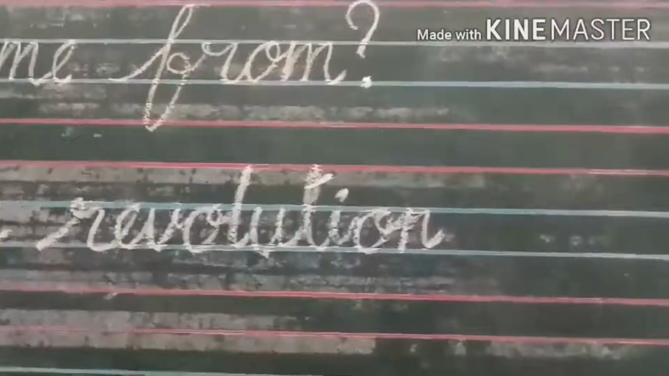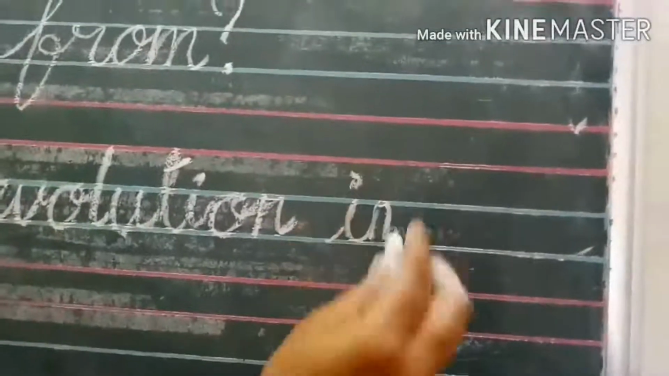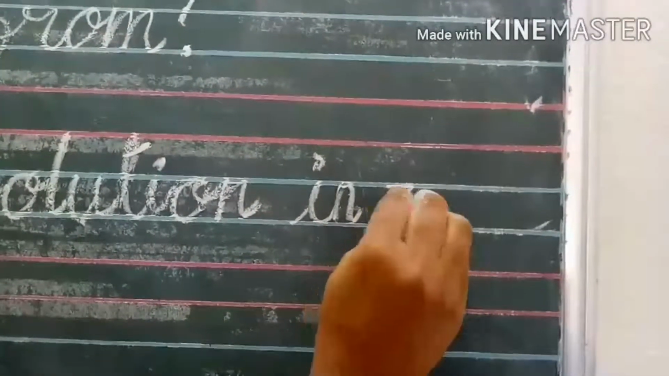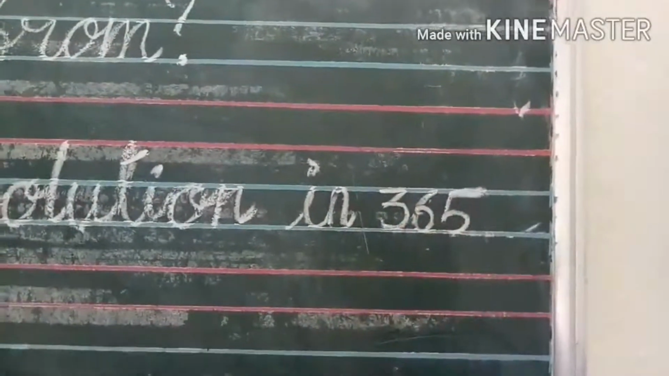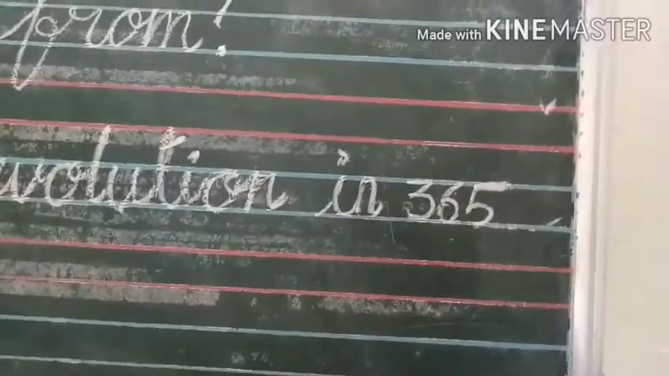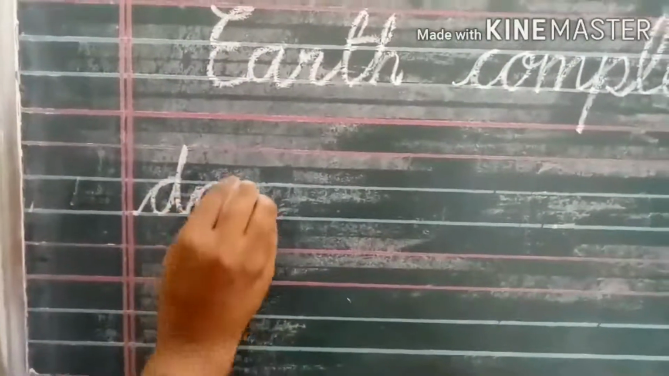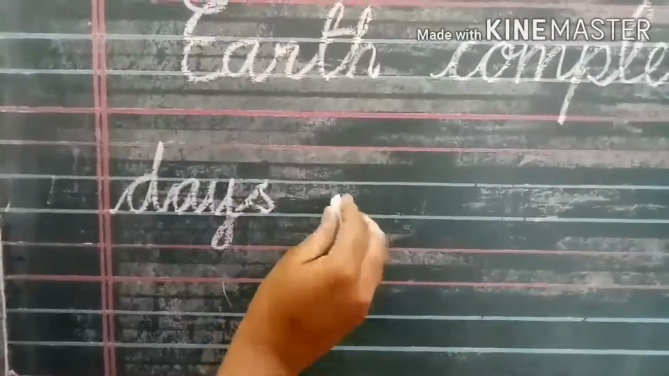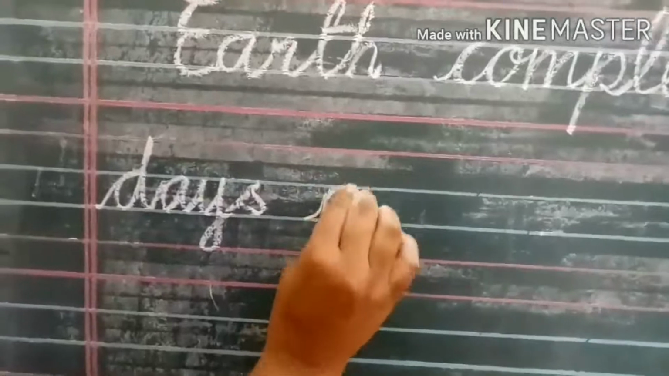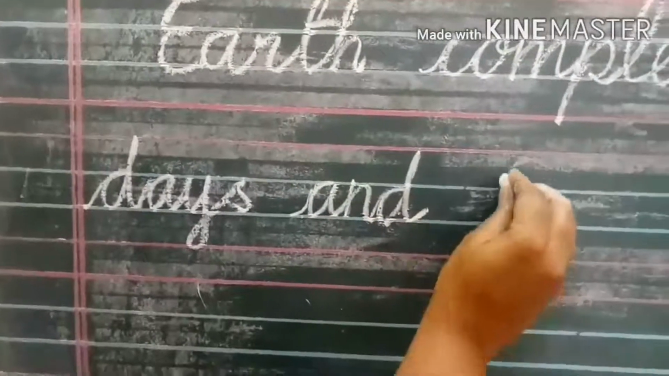Shall we move to the next pattern? Yes. Our third pattern is true or false. First one is, earth spins on its axis. Is it true or false, children? True only. So write true.